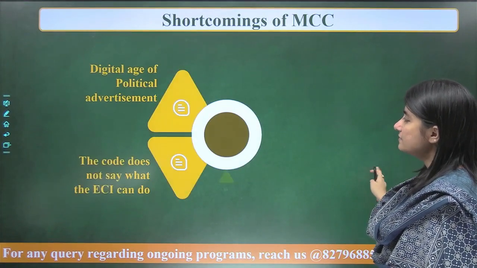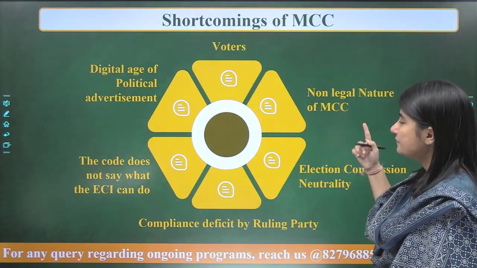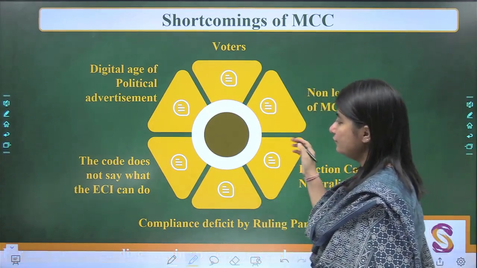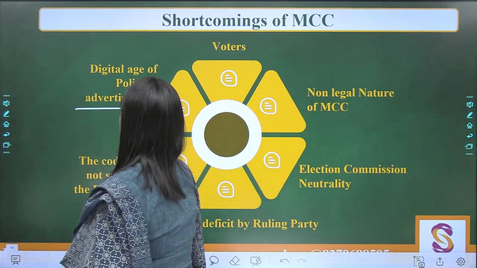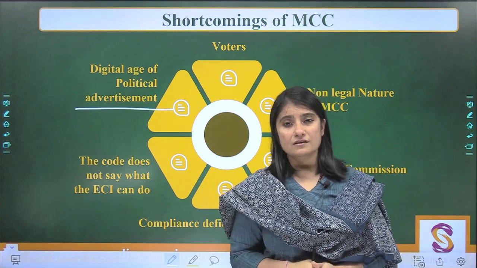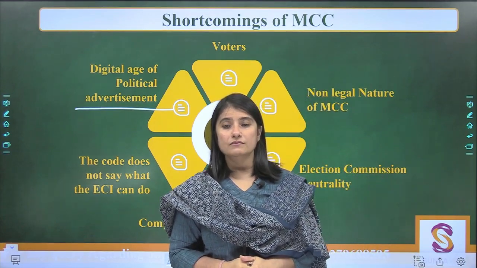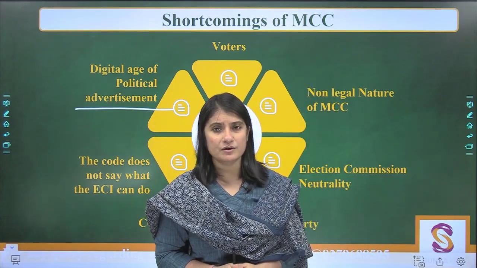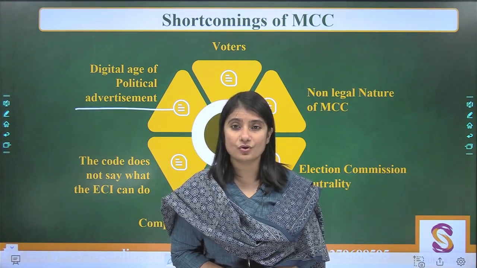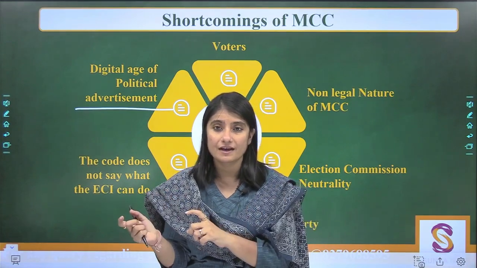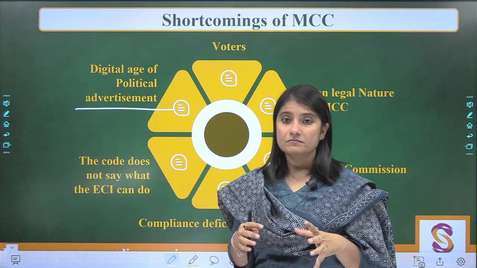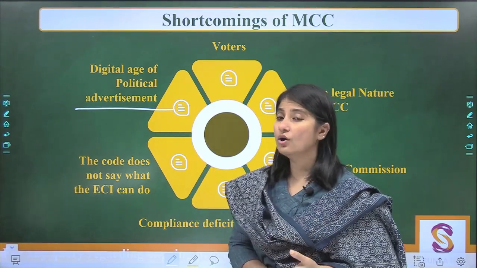Now we will discuss the shortcomings of the Model Code of Conduct. So let us look at a few things first. Digital age of political advertisement. When the Model Code of Conduct was derived, what was there? There was just print media, maybe a few flyers. So the Model Code of Conduct used to be enforced in a proper way, and people could ensure that it is not broken. But these days, there is digitalization of advertisement.